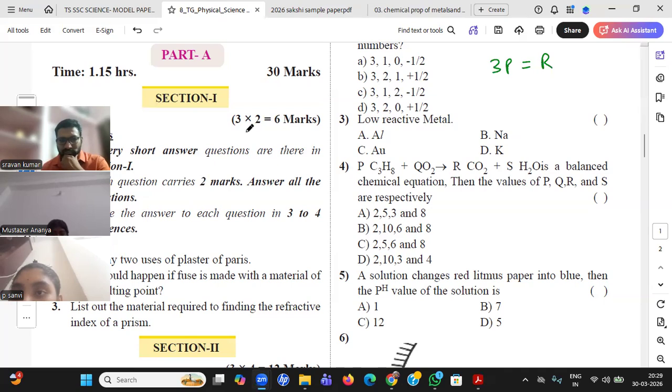Okay, very good. Let me see whether it's the right answer or not. Okay, very good. 10, 20, 20, 12. Yes, absolutely right answer. Come on, Sanvi, come on.